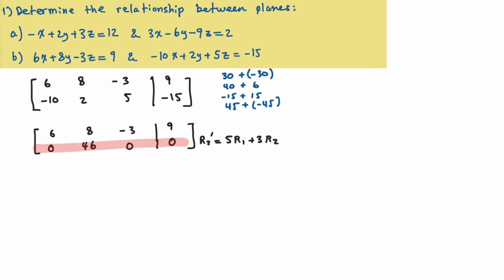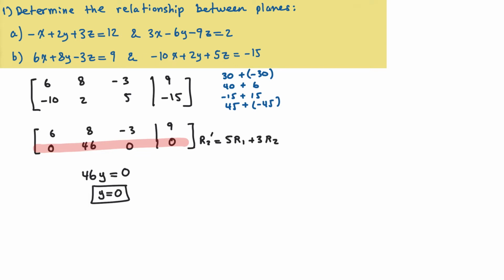And what we have here is 46 times y. Well, we have 0 times x, which is 0, plus 46 times y, plus 0 times z is equal to 0. So that just means that if we divide both sides by 46, we will get y is equal to 0. So that means y will always be equal to 0 when we are talking about the solution between these two planes.